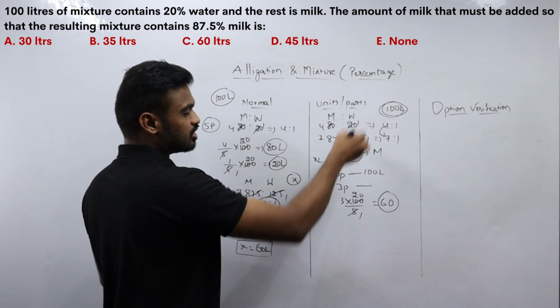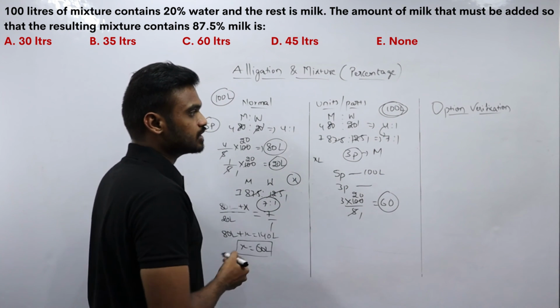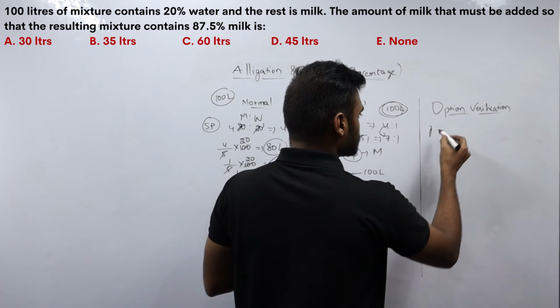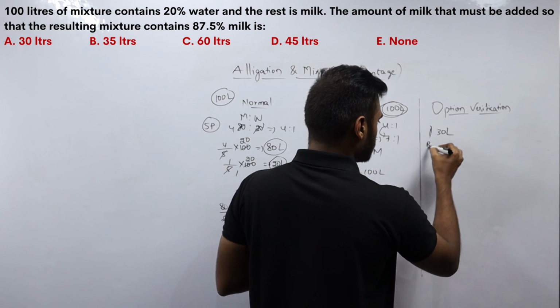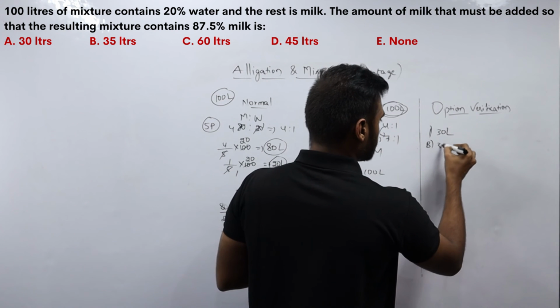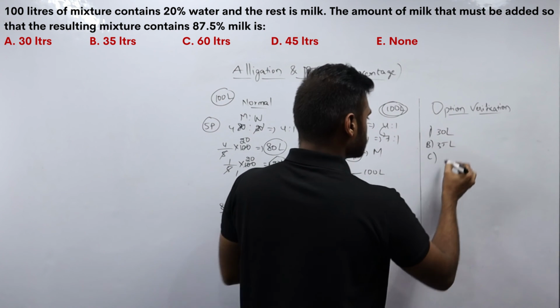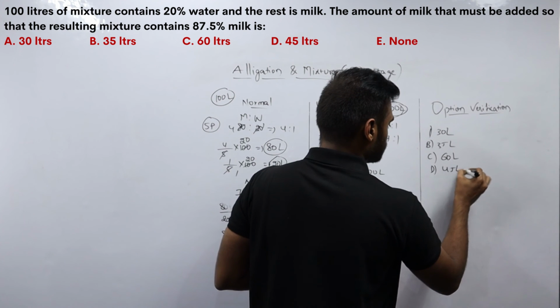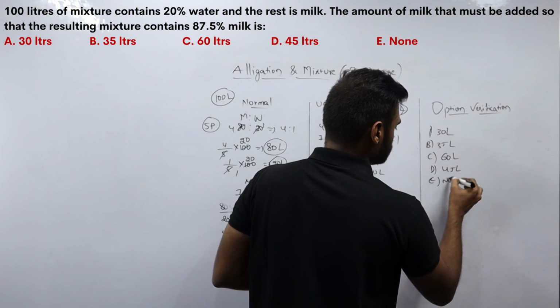Okay, now let's see how to solve the same problem using the option verification method. In the option verification method, the options they have given are A, that is 30 liters, B, that is 35 liters, C, that is 60 liters, D, that is 45 liters, and E, that is none.